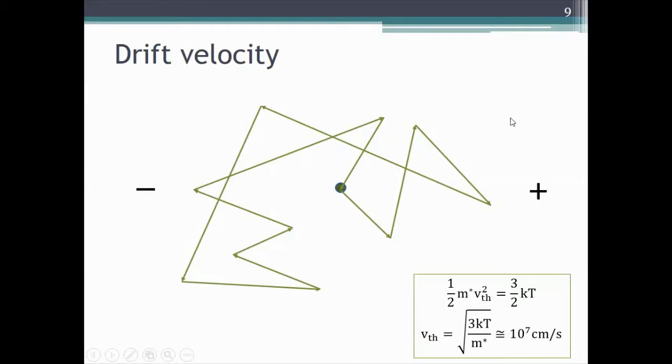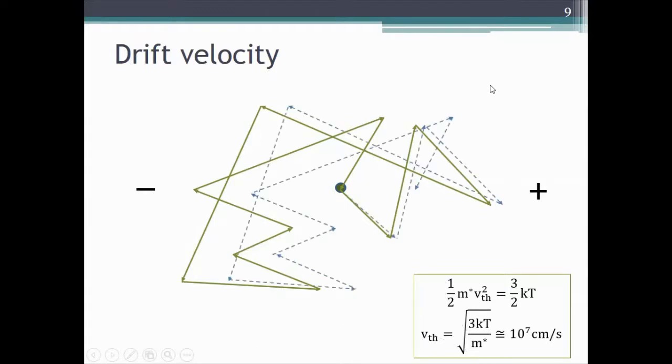Okay, now let us say we apply a field. So positive here, negative here, an external electric field. So of course the electrons will move from the left to the right. And the way this happens is that on top of this random Brownian motion, there is an additional velocity component imposed, which we call drift velocity.